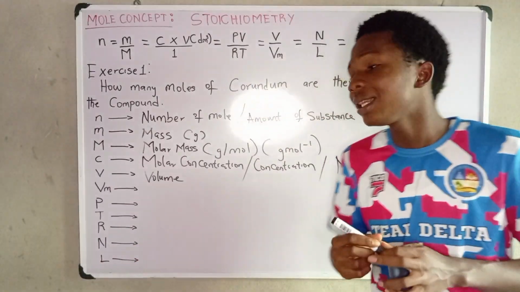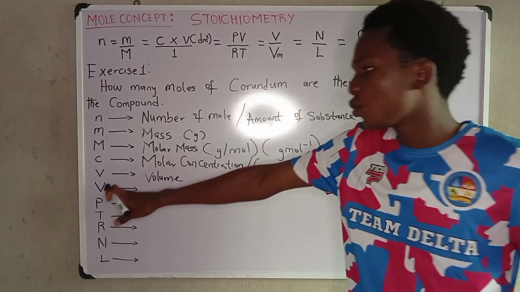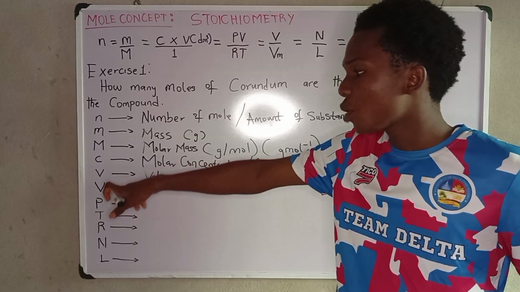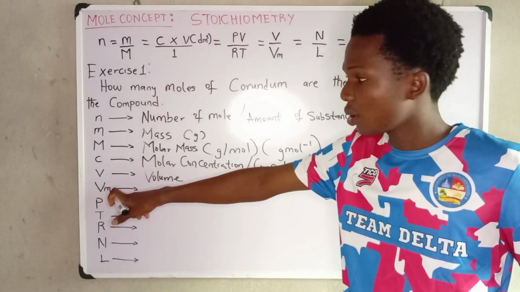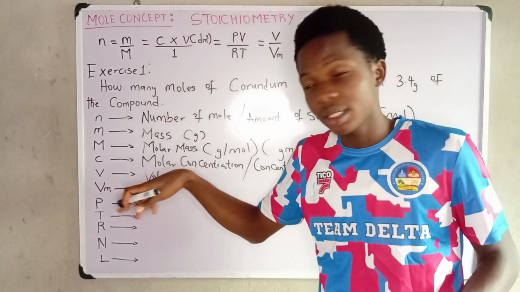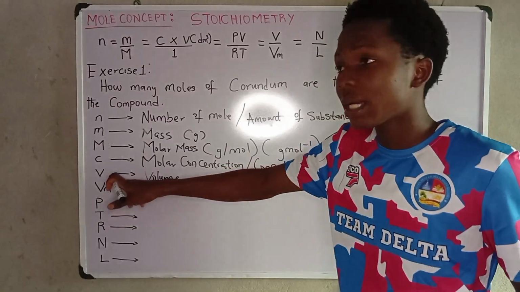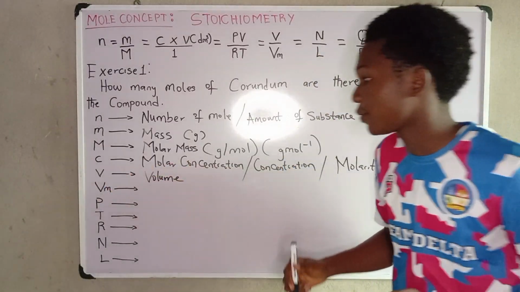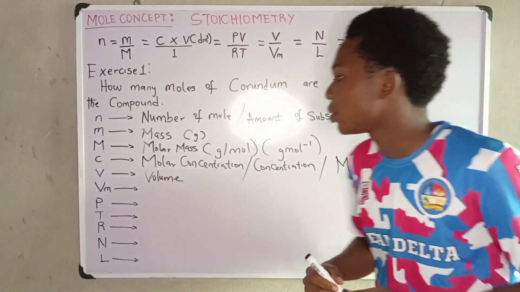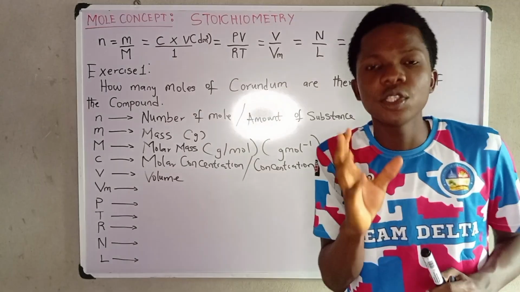Now, molar volume, this capital letter V subscript M. You know what is raised to power is superscript, right? So subscript is down, like a capital letter and a small letter. Alright, take note of that. This is the symbol of molar volume.